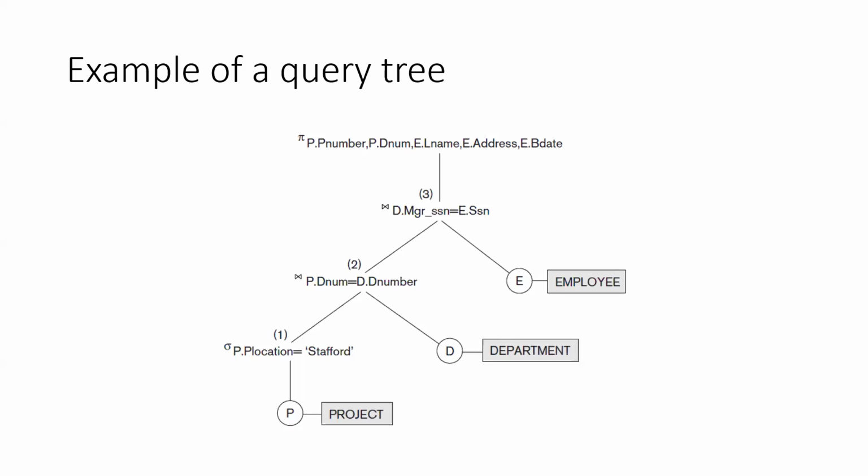Now, the next thing is we can come up with a query tree, something like this. This is a graphical representation which explains how, for example, relations are joined. You can see here we have a project relation, the department relation, and here a select clause or select statement is applied, which means we actually filter out all the projects in Stafford, and then we join the project and the department. Then you join with the employee, and then you filter out all the fields that you need for the final answer.